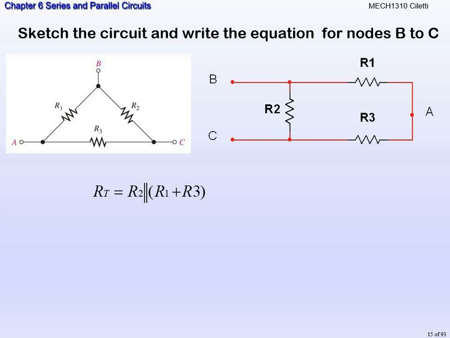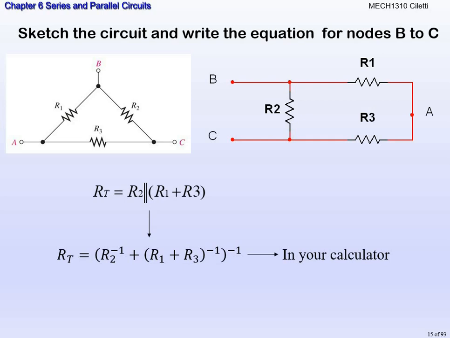Now, that makes it so R1 and R3 are in series together. And that series combination of R1 and R3 are in parallel with R2. So mathematically you need to find the series first, get that total resistance, and then take it in parallel to R2. Okay? So RT is equal to R2 inverse plus R1 plus R3 inverse, and the whole quantity gets inversed there.